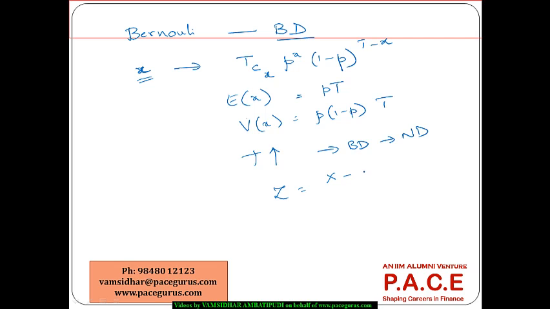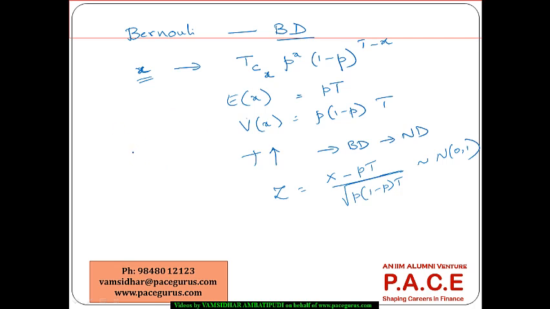It gets translated as x minus pT divided by sigma, which is the square root of p into 1 minus p into T. So this becomes more or less similar to a standard normal distribution, which has a mean of 0 and a variance of 1. So this is the traditional way of understanding the number of losses or the number of exceptions.